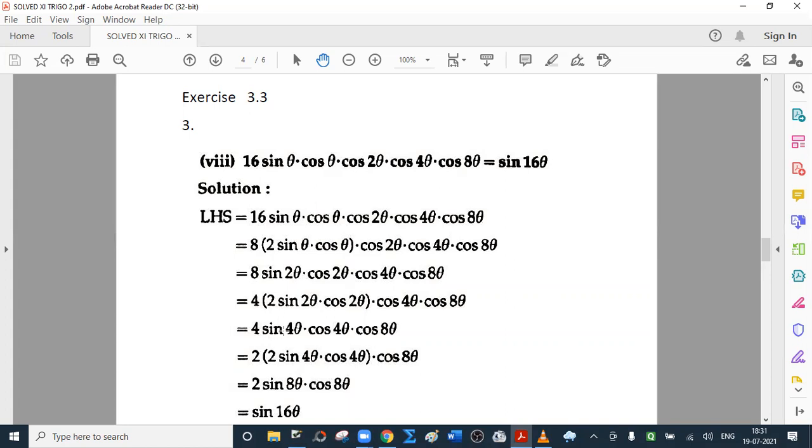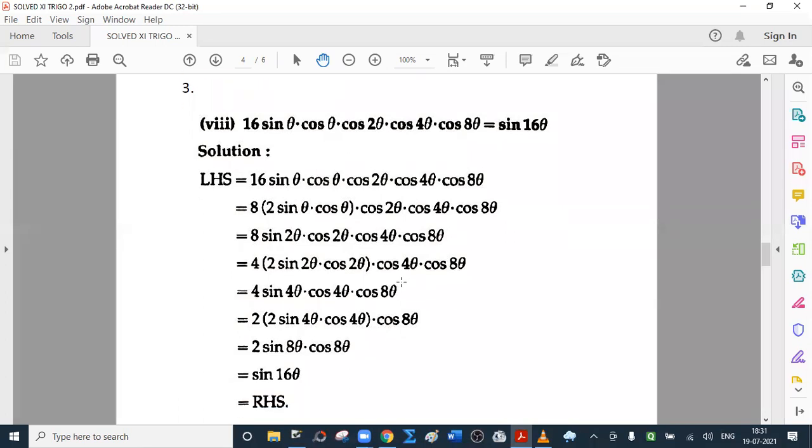Now, what is 2 sine 4 theta cos 4 theta? It is sine 8 theta followed by cos 8 theta. Now, 2 sine 8 theta cos 8 theta is nothing but sine 16 theta. You may say, sir, can we begin with RHS? Sine 16 theta is what? 2 sine 8 theta cos 8 theta. Sine 8 theta is what? 2 sine 4 theta cos 4 theta and so on. Yes, one and the same thing.